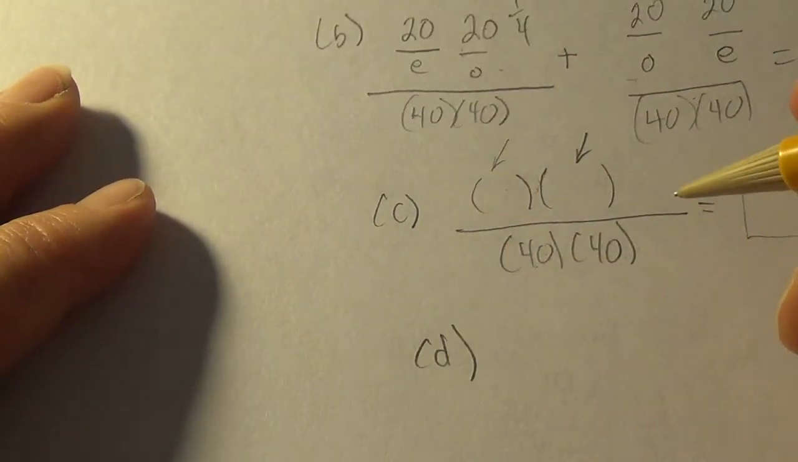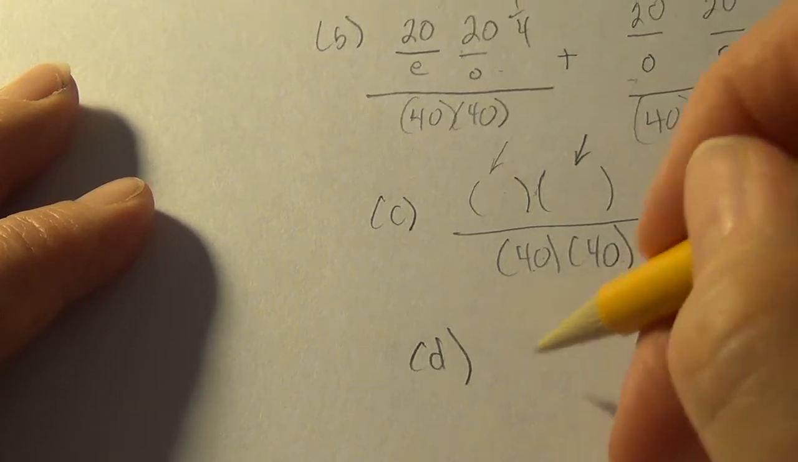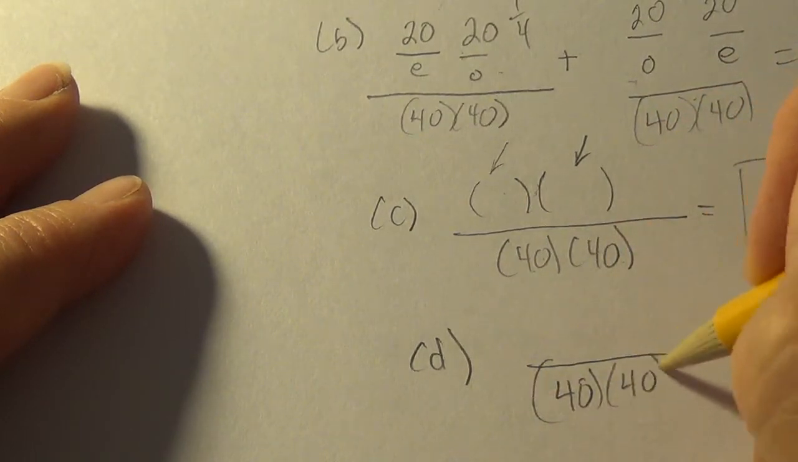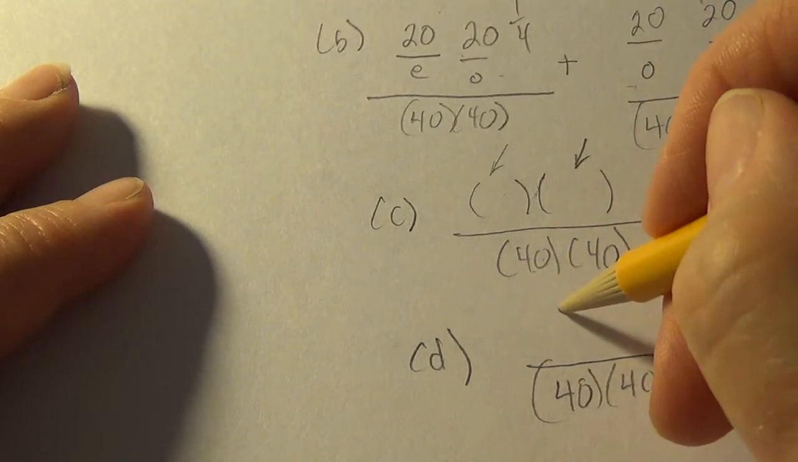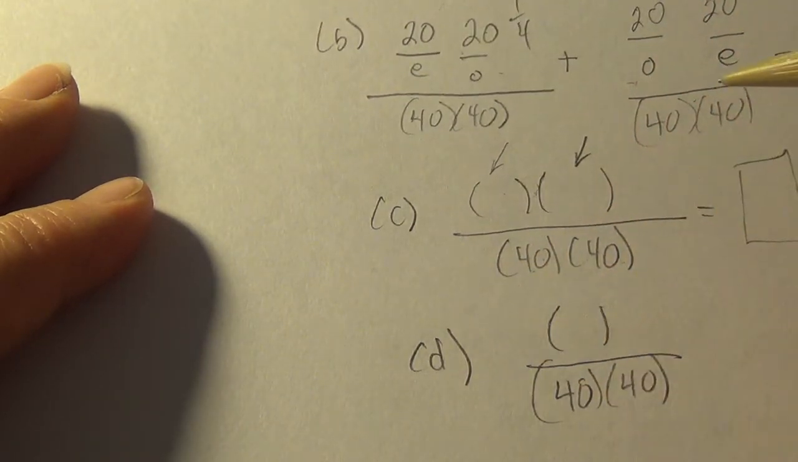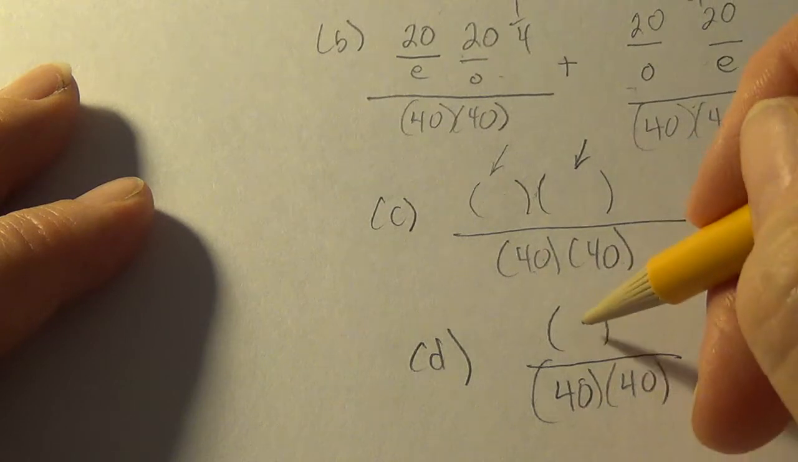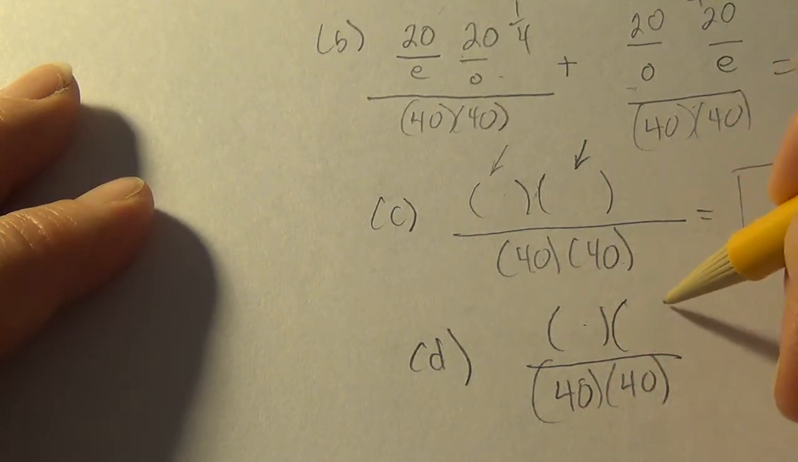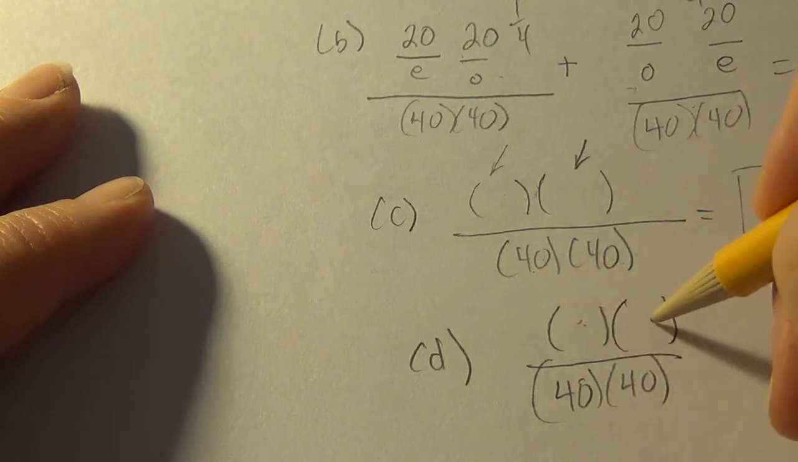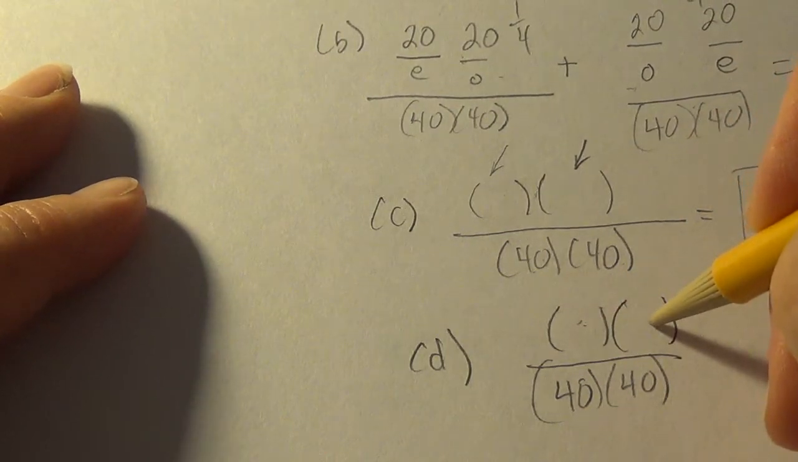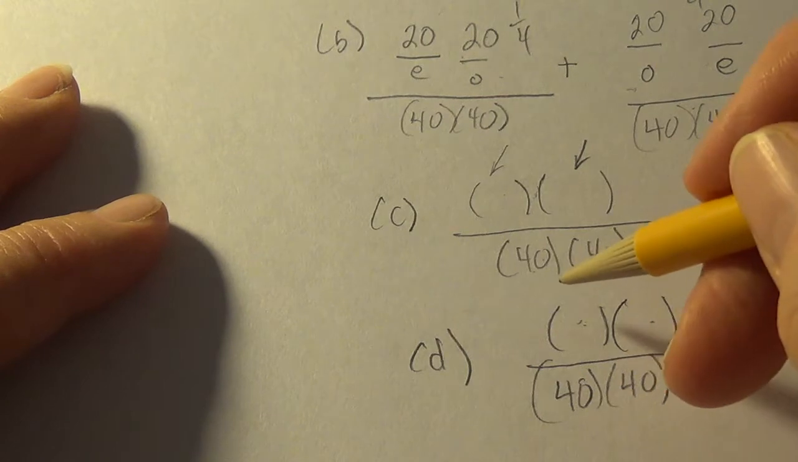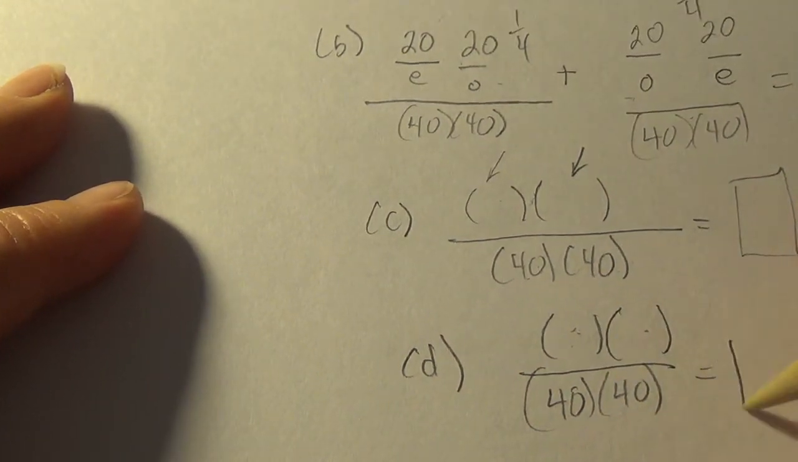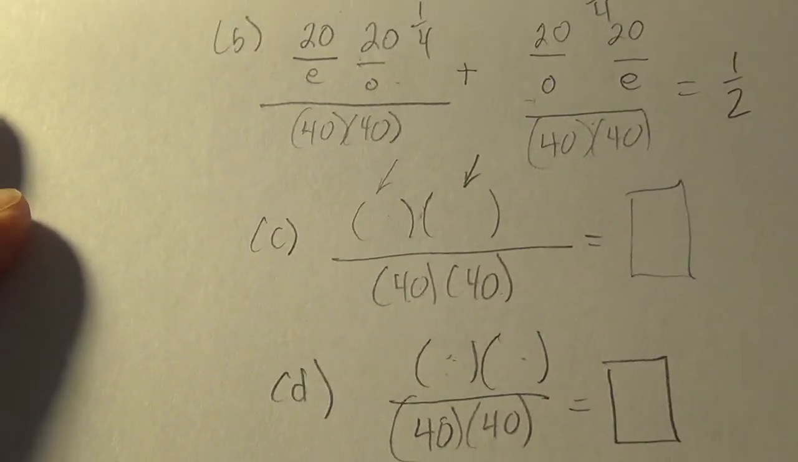And part D, same number is chosen twice. We know the bottom is all possibilities. So how many ways can we pick the first number? There's no restrictions on the first number. But then how many ways, once we've chosen that number, how many ways do you think there are to choose a number that is the same as this number? Alright, so see if you can think that through.